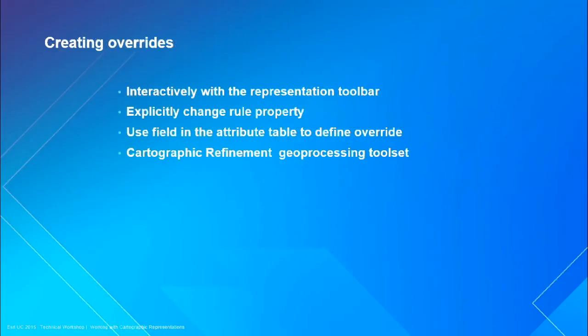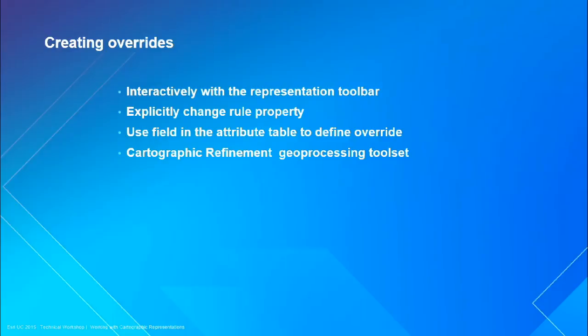So there's a few different ways to create these overrides. We have a representation toolbar that gets activated while you're in an edit session, and we can do some of these overrides interactively, and that's kind of nice when we're working with cartography, because we're in a what-you-see-is-what-you-get, a WYSIWYG mode. We see the symbols, we can click on the symbology, you don't necessarily have to click on the geometry, and you can change the appearance of these symbols interactively. And that's kind of nice. It puts the art back into cartography for us.